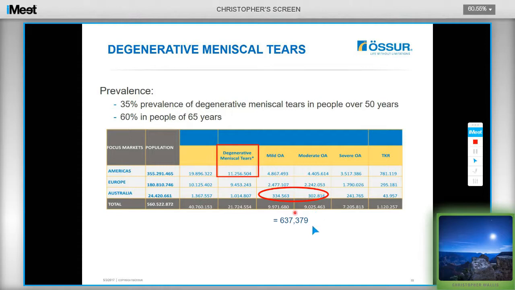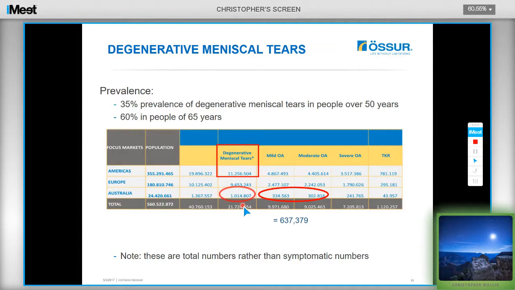Here, if we look at mild or moderate OA, we've got a prevalence of about 640,000, increasing up to just under 900,000 if we include mild, moderate, and severe. But there's over 1 million people currently thought in Australia to have a degenerative meniscal tear. And as I said, not all of these will be symptomatic, but there is a chance that spontaneously they can present with pain and other symptoms.